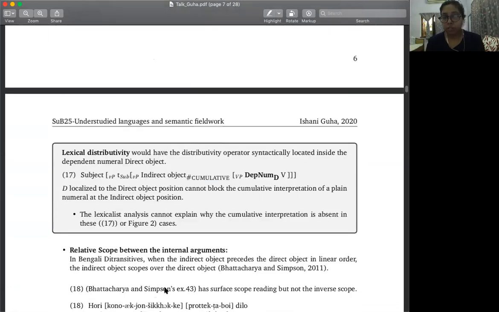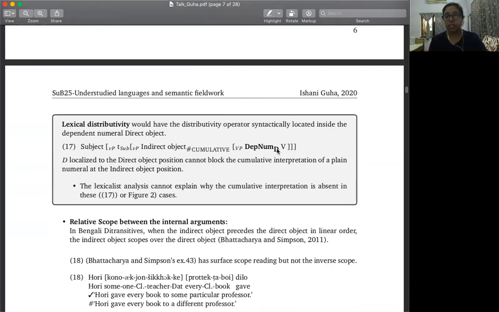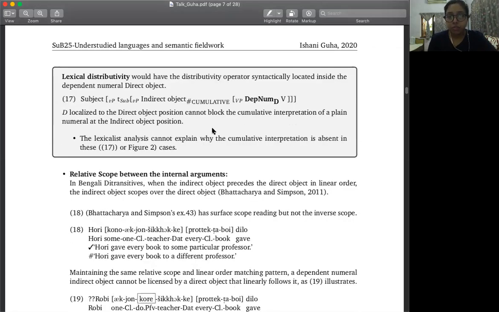Lexical distributivity, however, would have the distributivity operator syntactically located inside the dependent numeral direct object, as in 17. Delocalized to the direct object position, it cannot block the cumulative interpretation of the plain numeral of the indirect object position, because that is syntactically beyond the reach of the dependent numeral, not in the scope of the direct object. The lexicalist analysis, therefore, cannot explain why the cumulative interpretation is absent in constructions like 17, or in figure 2 cases.